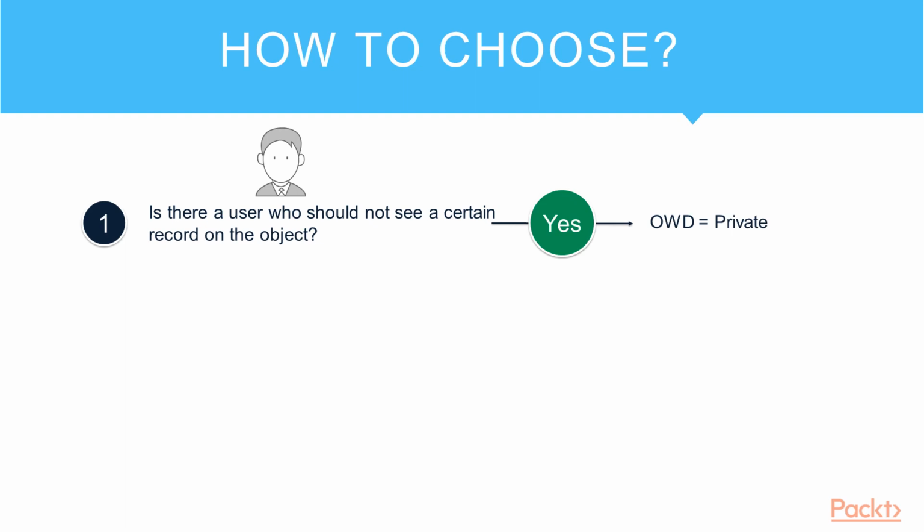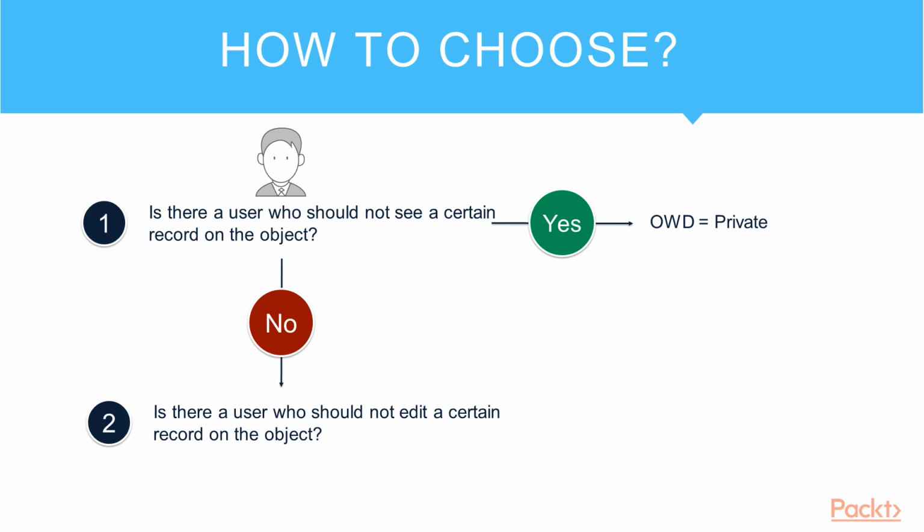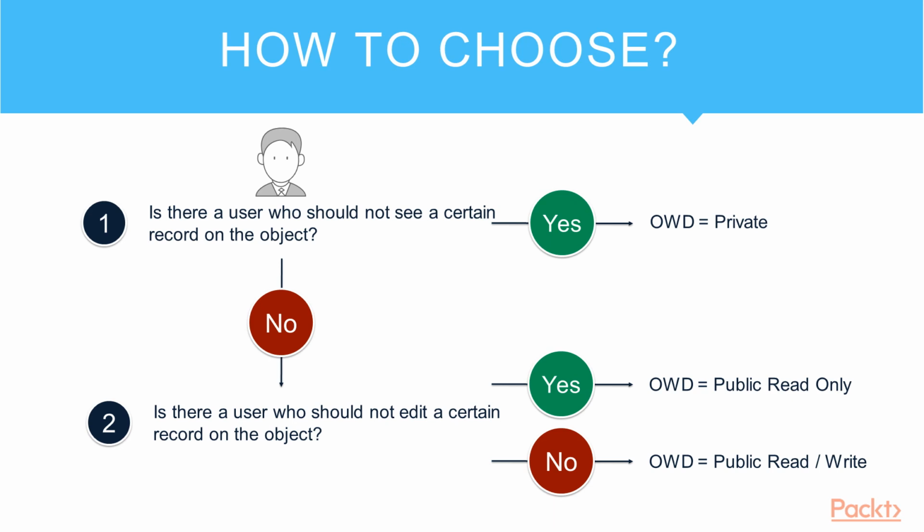So even if there's only one user in the whole org that doesn't need to see something, you have to set that whole object to private. Now, if that is not the case, then you still have to ask a second question: shouldn't they be able to edit the information? If you're happy for them to see the information, but you don't want them to do anything with it, you need to set it to public read only, which basically means the user can see it, but they can't do anything with it. If you say no, there's nobody who meets either of those criteria, you can leave it as public read write. Basically, you give full access to that object to any user.